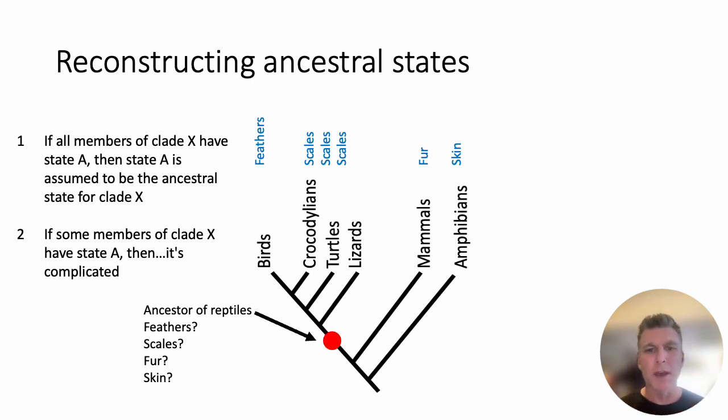So first case, everything has it. Easy. Let's use that in this course. Second case, there's some variation, then it becomes very difficult to infer ancestral states.